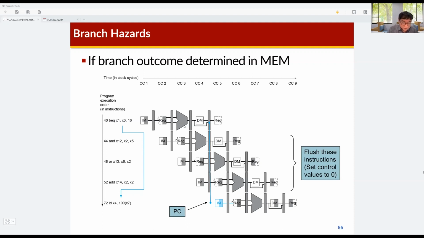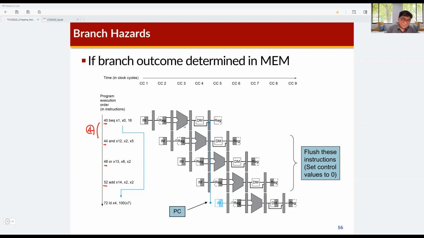So, this is 40, 44, and then 48, 52. As you know, the gap between the PC of the current instruction and the PC of the very next instruction is 4 for the RISC-V ISA, because the size of a single instruction of RISC-V is 4 bytes.